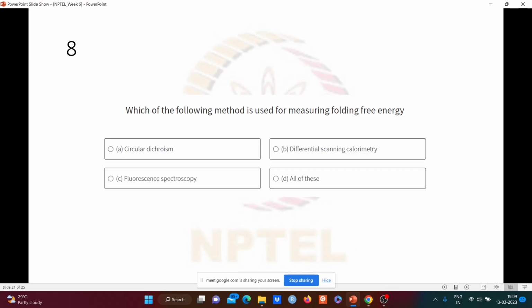Here the answer is all. Circular dichroism, differential scanning calorimetry and fluorescence spectroscopy are used for predicting the folding free energy or unfolding free energy. The folding free energy and unfolding free energy will have only a sign difference unless transition states are considered. Sorry.